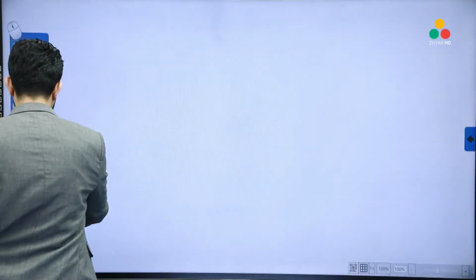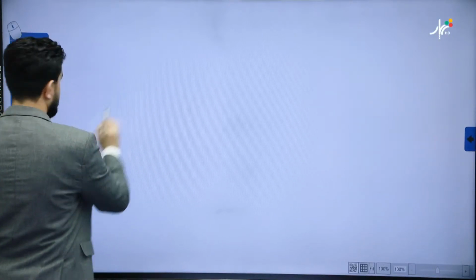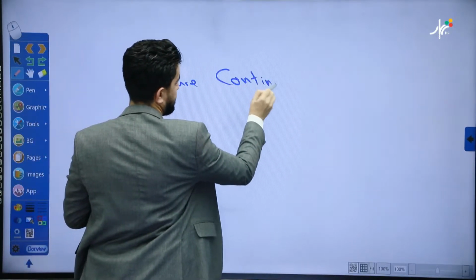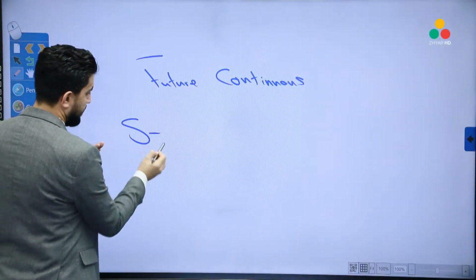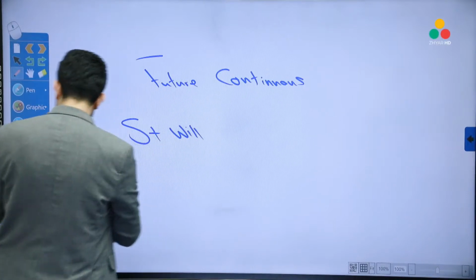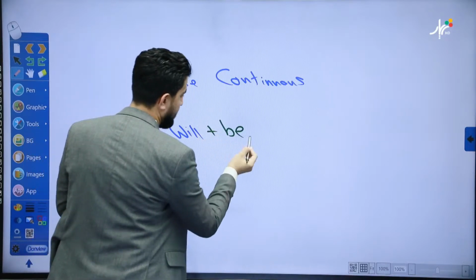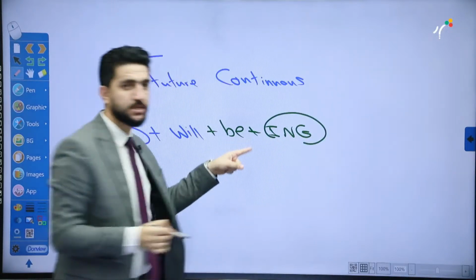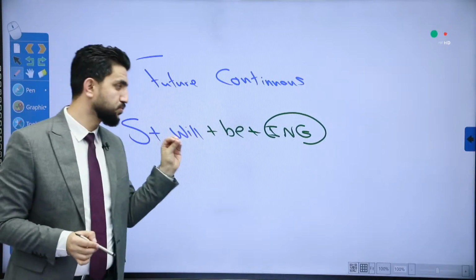Let's take a look together. So for example, future continuous. When it comes to future, we have subject plus will, plus the key, will plus be. Be is very important here, and also ing. This one is very, very important. Be aware: subject plus will plus be plus verb ing when it comes to future continuous.